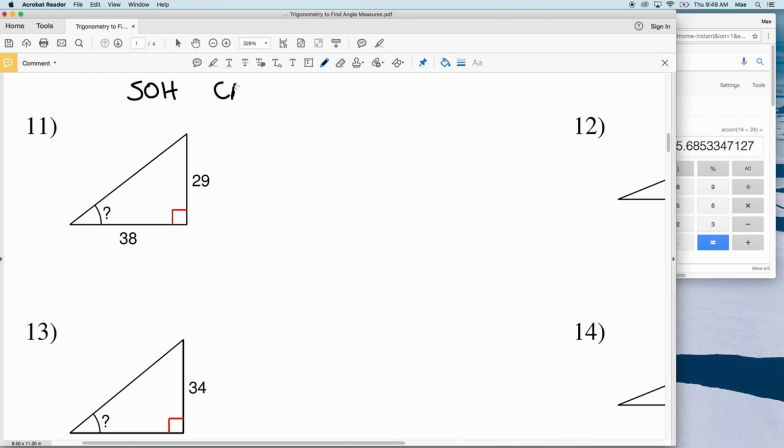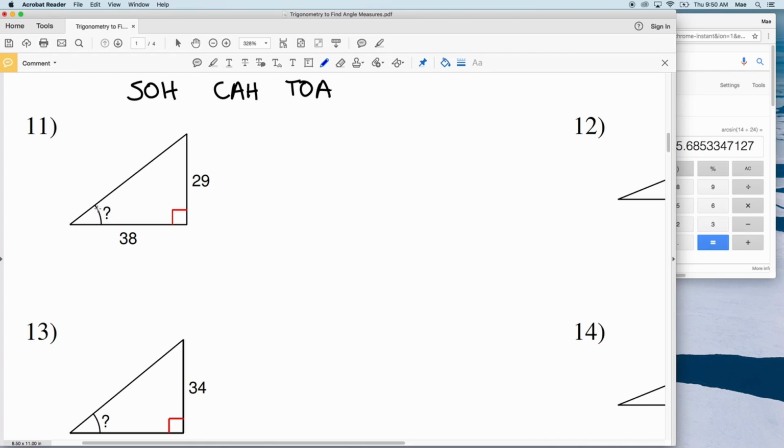That's going to be SOHCAHTOA. So the sine of the angle equals the opposite over the hypotenuse. The cosine of the angle equals the adjacent side over the hypotenuse. And the tangent of the angle equals the opposite side over the adjacent side.